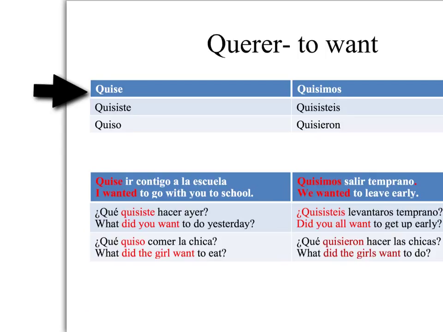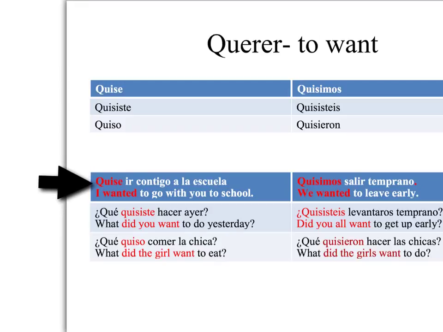Now let's take a look at the verb querer, which is to want, or sometimes it means to like or to love. This verb is a little bit hard for pronunciation for some students, so take a listen. Quise, quisiste, quiso, quisimos, quisisteis, quisieron. Take a look at some of the examples.